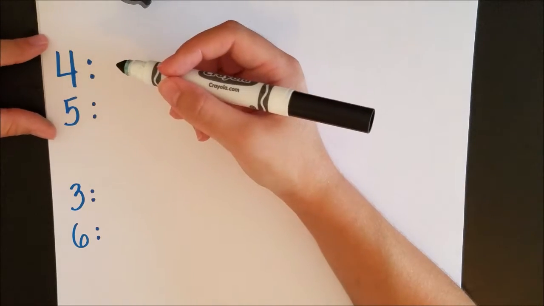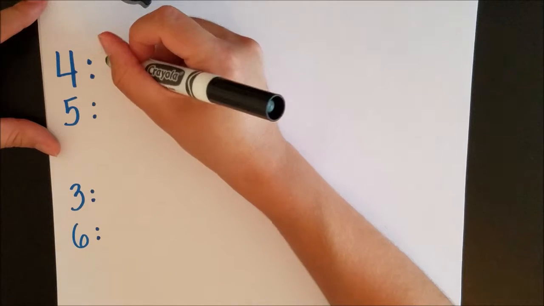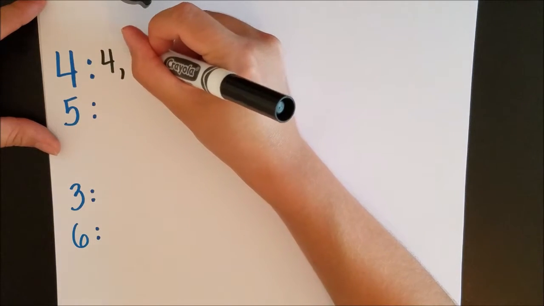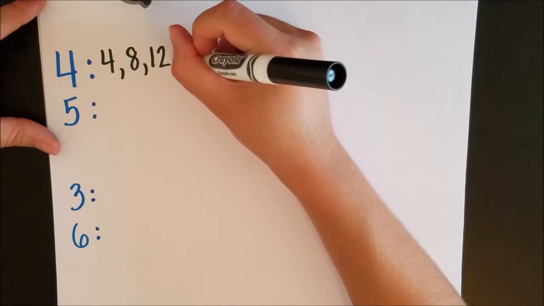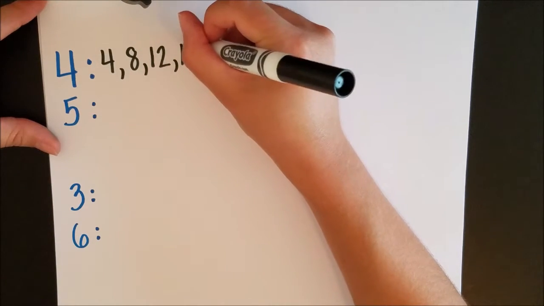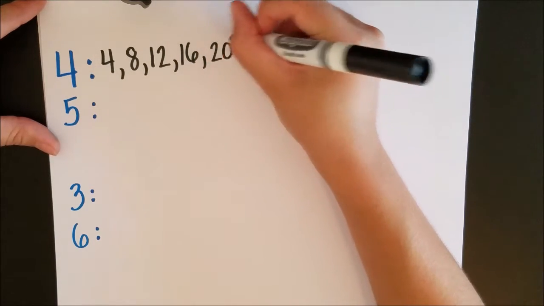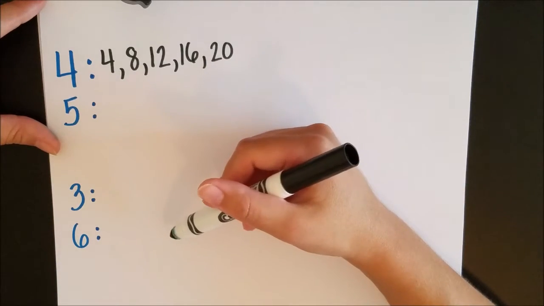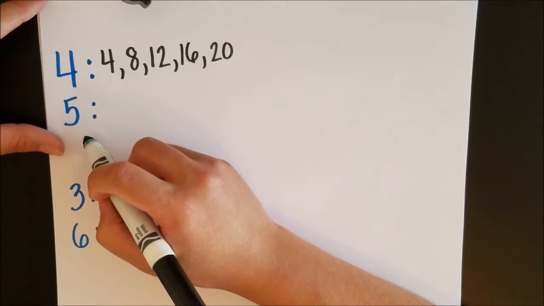So we're going to use that method for this. We're going to start with 4 and 5. So first I'm going to do 4 times 1 is 4, 4 times 2 is 8, 4 times 3 is 12, 4 times 4 is 16, 4 times 5 is 20, and I went out 5 numbers, so I'm just going to stop there and go to my next one for now.